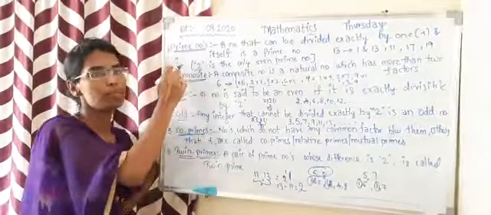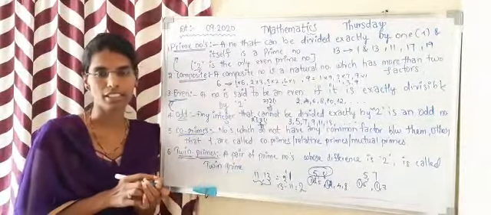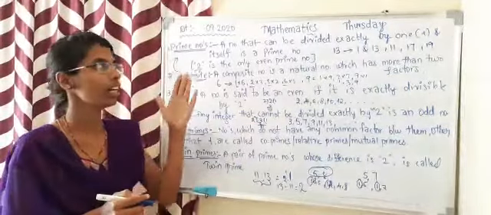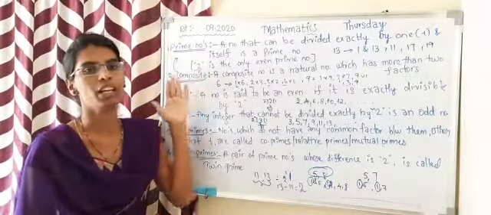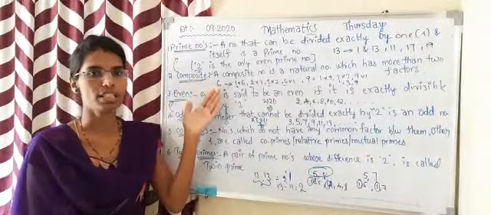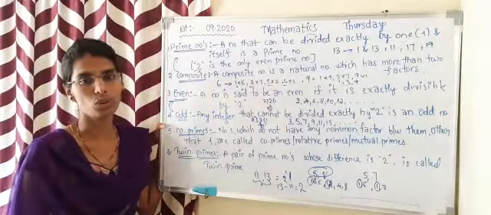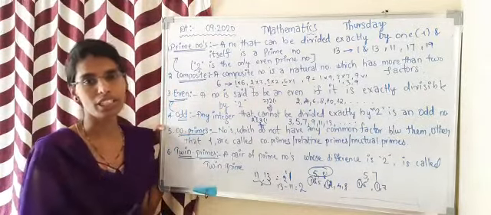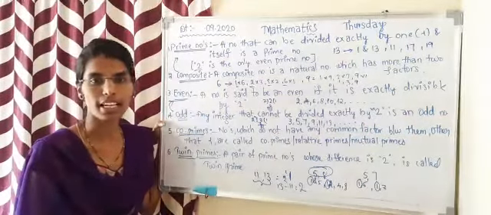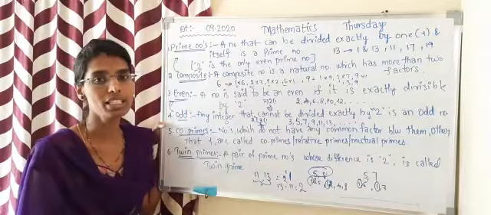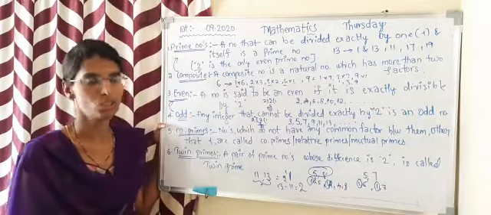I'm revising. Prime numbers: any number which doesn't have any factors other than 1 and itself is called a prime number. 2 is the only even prime number. Next, composite number. A composite number is a natural number whose factors are not only 1 and itself but also some other factors. Even number: a number is said to be even if it is exactly divisible by 2. That means it leaves a remainder 0 when it is divided by 2.